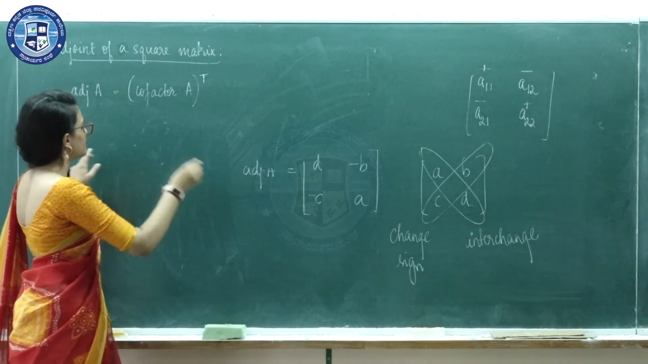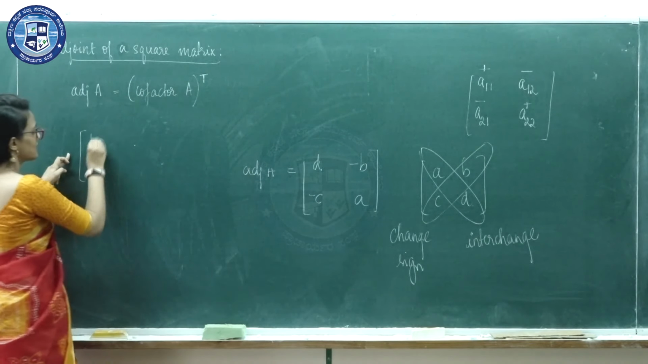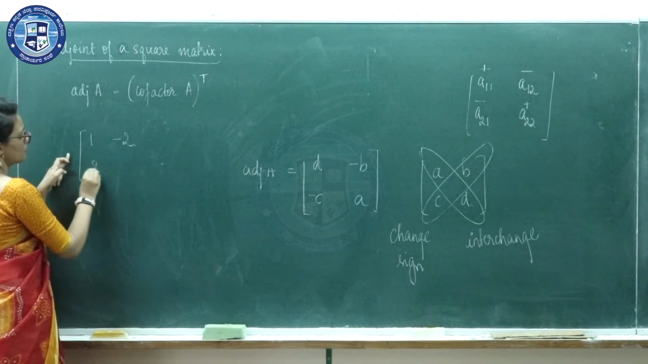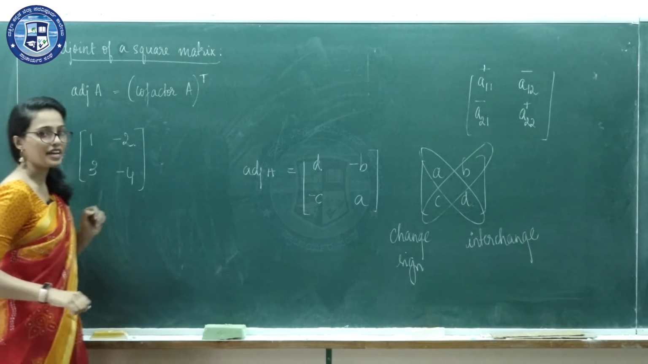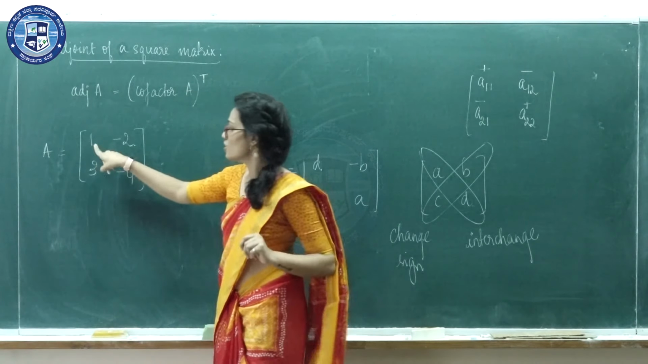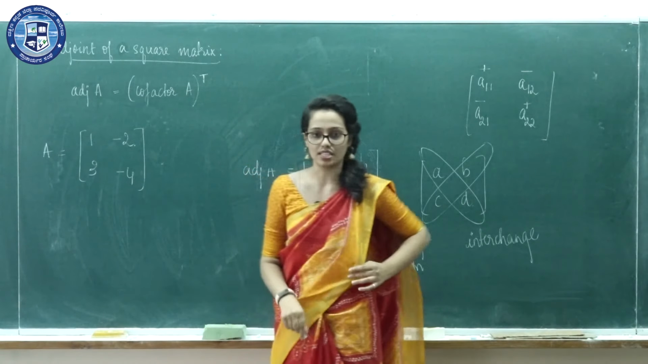Let's take an example of another 2 cross 2 matrix. Let's take 1, minus 2, 3, minus 4. Let's take this as the matrix A. So we have the matrix A: 1, minus 2, 3 and minus 4.